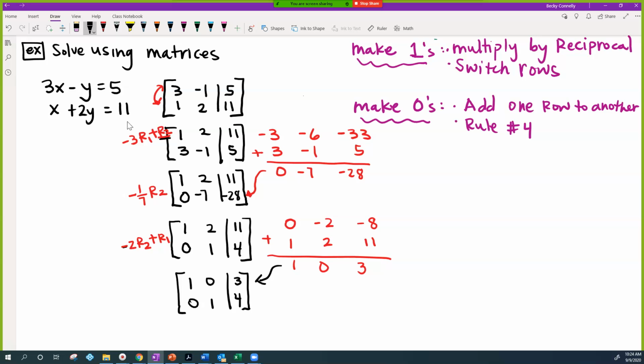Okay, so now that I have my left-hand side looking the way that I need it, then I can see what my X and Y are. And I'm still finding a point. So oftentimes it'll ask you to write your answer as an ordered pair, because 3, 4 is the point in which these two lines would intersect each other. Okay? All right, questions on that?